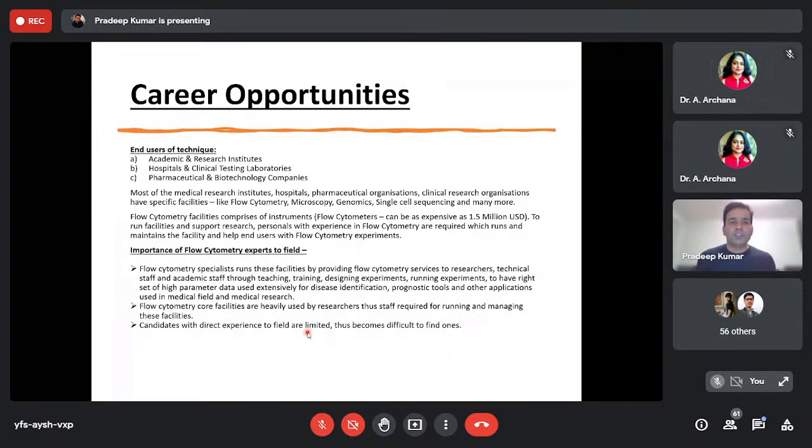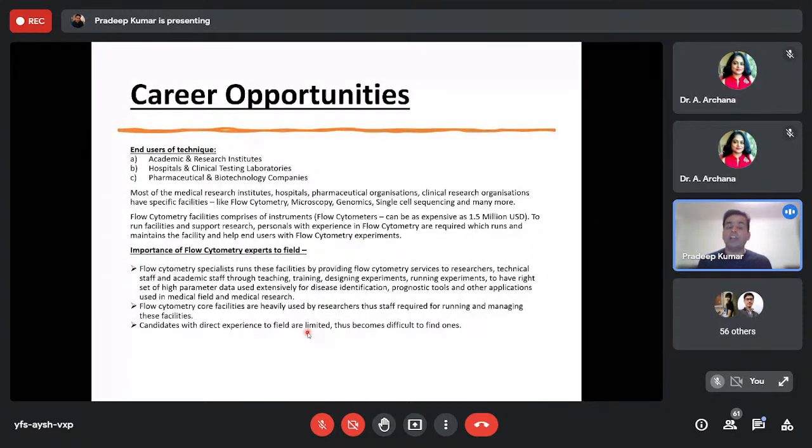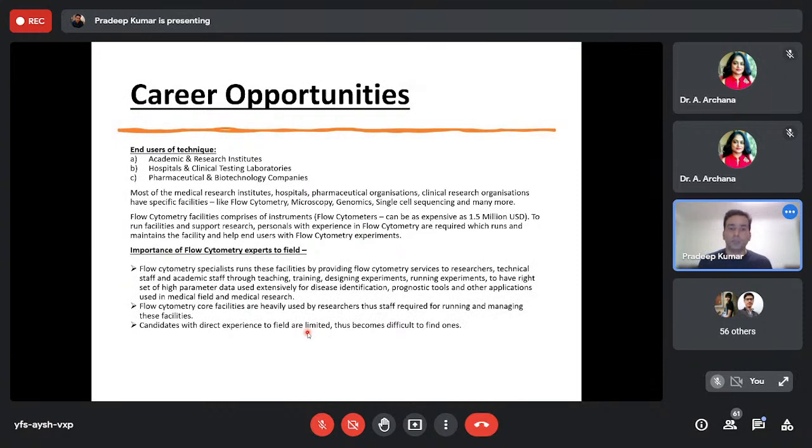Yeah. So I'm covering the last component, which is the career opportunities. End users of this technique are academic and research institutes like medical research institutes, all sorts of academic institutions, and hospitals or clinical testing laboratories, where clinical testing is being done, where cancer testing is being done. Those labs are basically opportunities as well, where you can have training and then learn a little bit of flow cytometry.